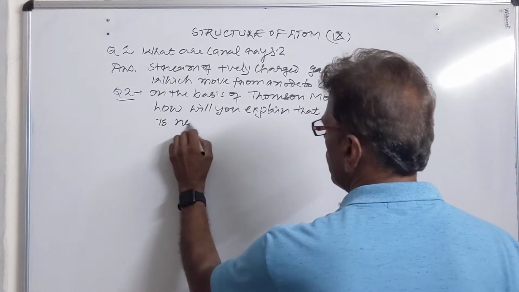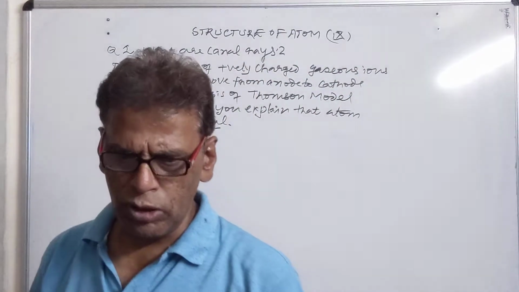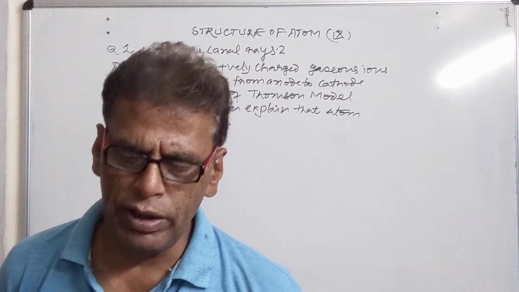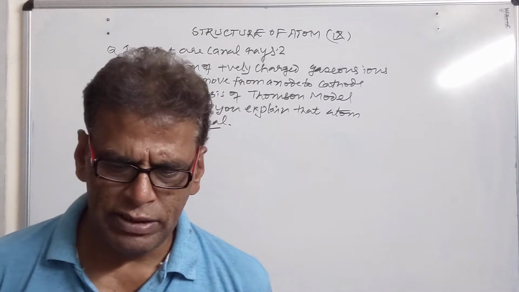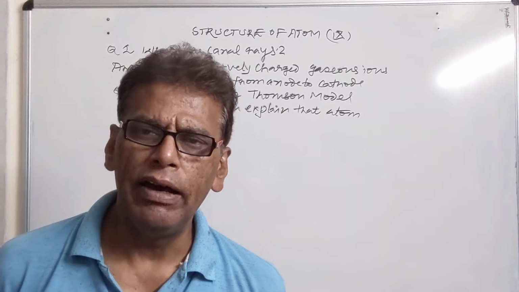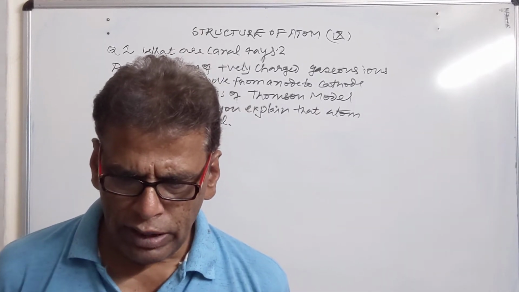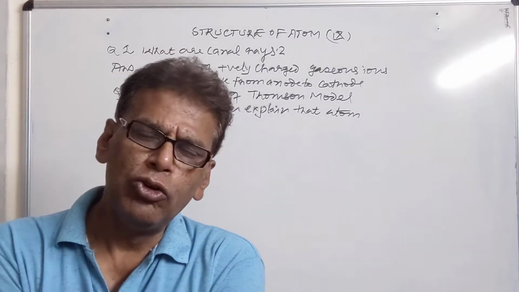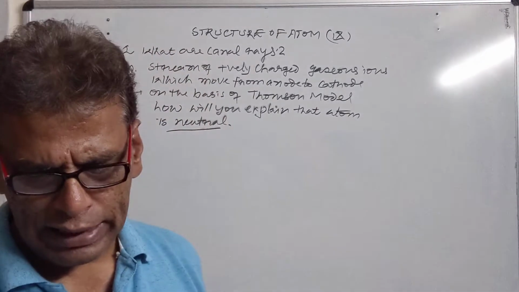Atom is neutral. So on the basis of Thomson model, according to Thomson, the atom may be regarded as a uniform sphere of positive electricity in which electrons, which are negatively charged, are embedded. So it gives us the watermelon type of picture. The total positive charge should be equal to the total negative charge. So when positive and negative charges are equal, it means the atom will be electrically neutral.